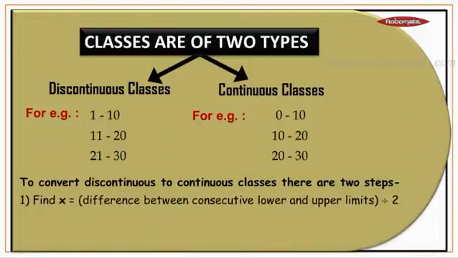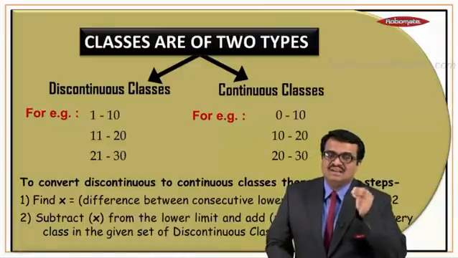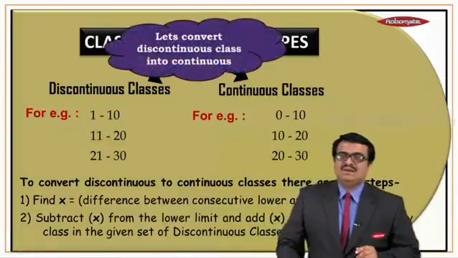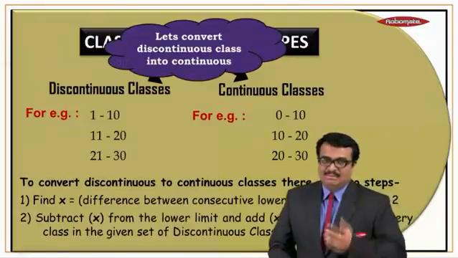Okay. Now, to convert discontinuous classes to continuous, there are two steps. Step number one, find x, the difference between consecutive lower limit and upper limit, and then divide this difference by 2. Okay. After finding this x, what we will do is subtract x from the lower limit and add x to the upper limit of every class in the given set of discontinuous classes. Okay. Let us convert discontinuous classes to continuous for an example.